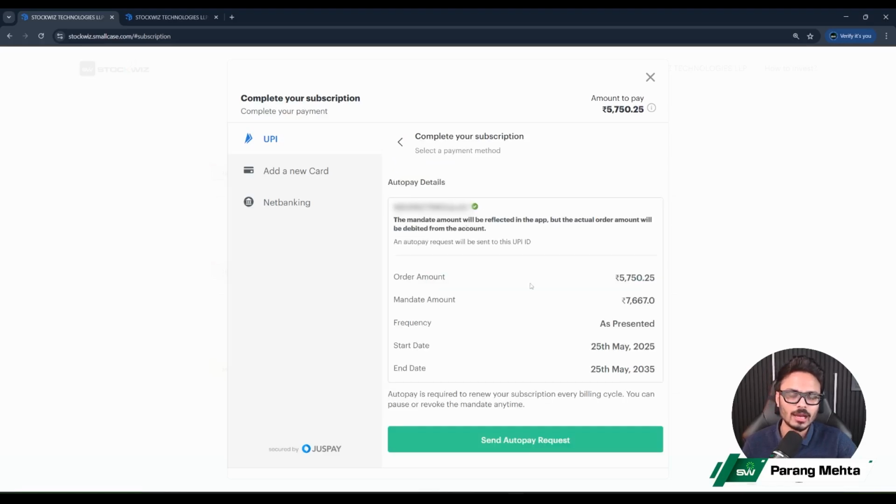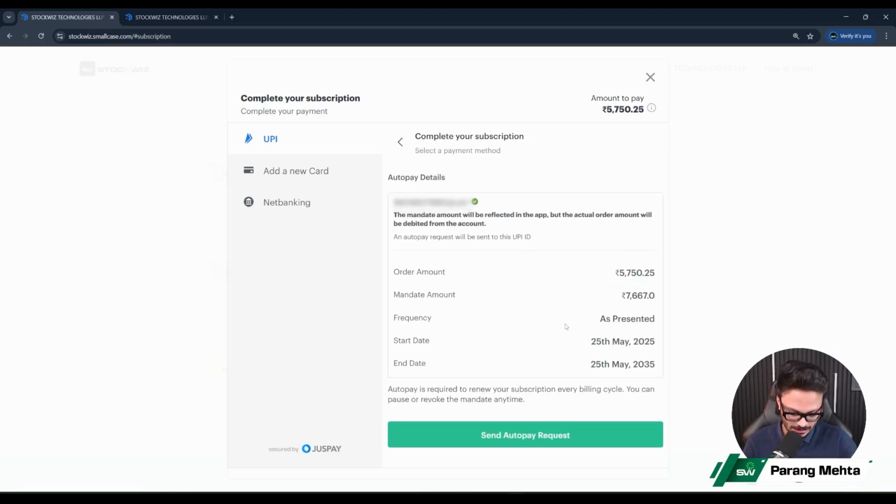Okay. So I will send the auto pay request. And once I receive this request, I'm just going to approve it. And you can cancel it anytime. You can change your plan depending on your needs or requirements. So I'm just going to wait for the payment request to pop up in my system, and once it gets done, I will process the payment. So let's just wait for another moment.